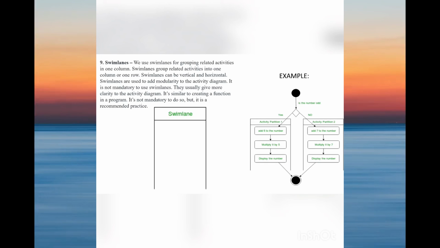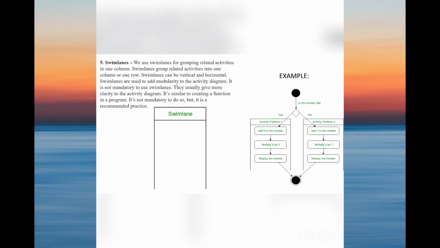Swim lanes are for grouping related activities in one column. They group related activities into one column or one row. Swim lanes can be vertical or horizontal. They are used to add modularity to an activity diagram. It is not mandatory to use swim lanes, but they usually give more clarity to the activity diagram. It's similar to creating a function in a program. It is not mandatory, but it is recommended to practice.